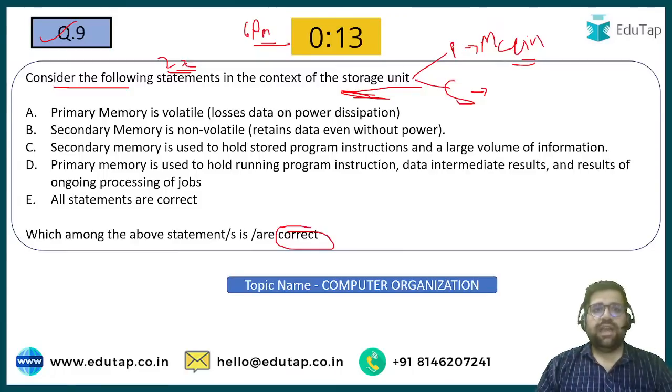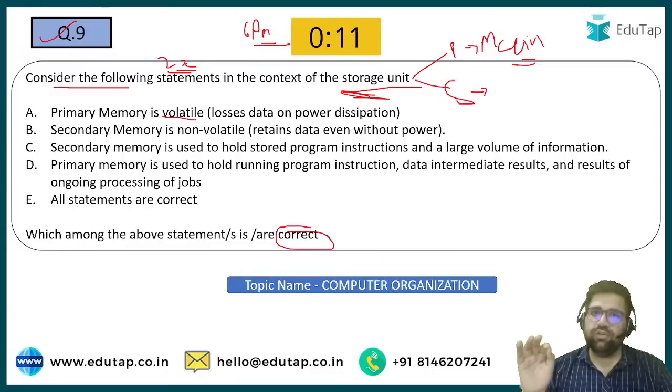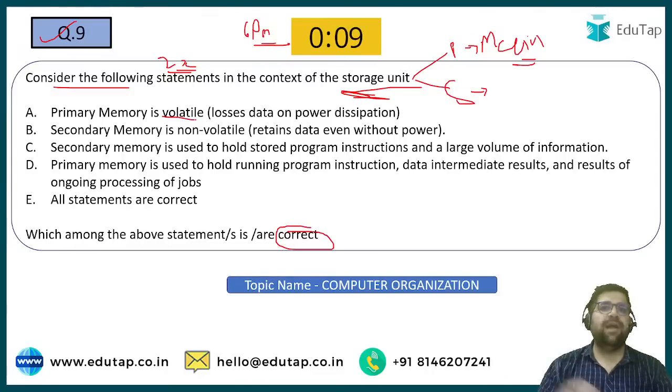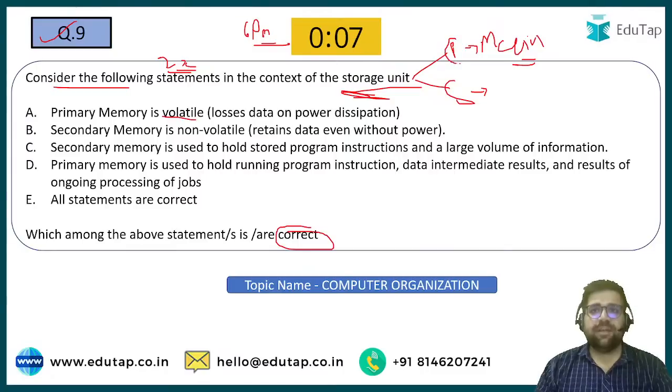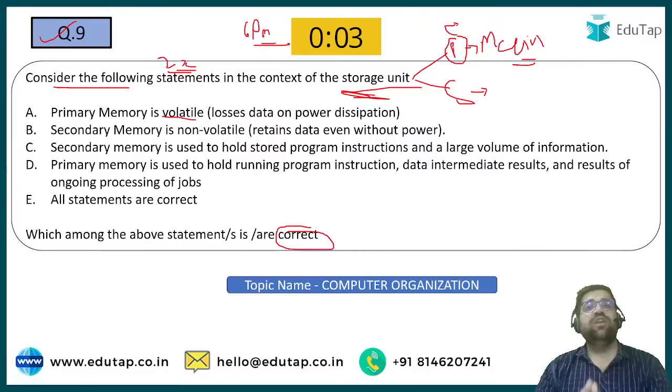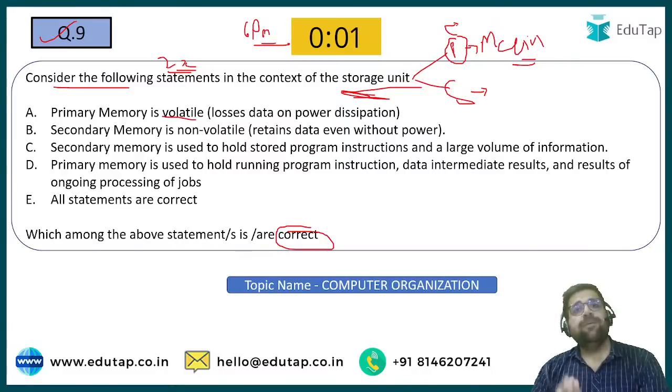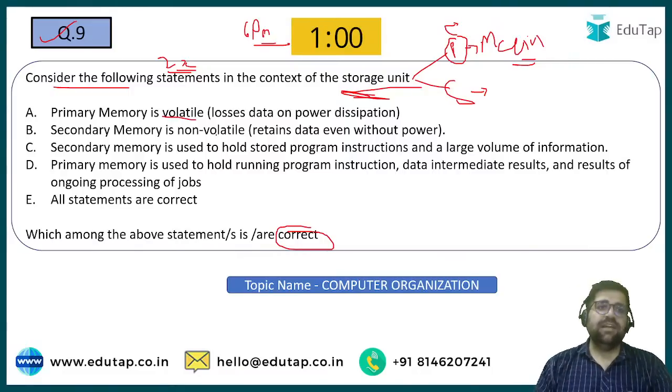Primary memory is volatile. Yes, it is volatile because once you lose the power of the computer, it will say bye-bye. So remember, primary memory is volatile. Volatile means something which will lose the memory after the power goes off. As simple as that. Secondary memory is non-volatile, so it will retain the data. So these are the important differences which you will have to mug up.